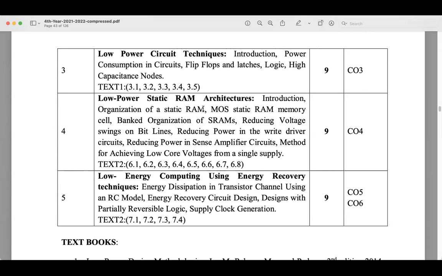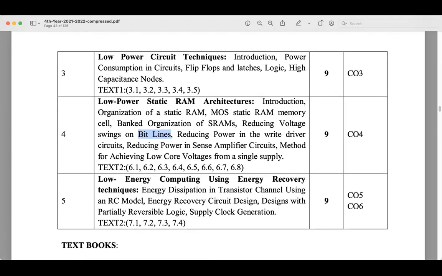So the organization of static RAM, how static RAM operates, how you have this read-write cycles, then MOS static RAM memory cell, how are the banks working, the register banks, reducing voltage swings on bit lines. So these bit lines are nothing but your read and write lines. Reducing power in write driver circuits. So when you're writing information, when you're extracting information, read and write. Reducing power in sense amplifier circuits. Method for achieving low core voltages from a single supply. So using single supply, how we can reduce the voltage that is needed.